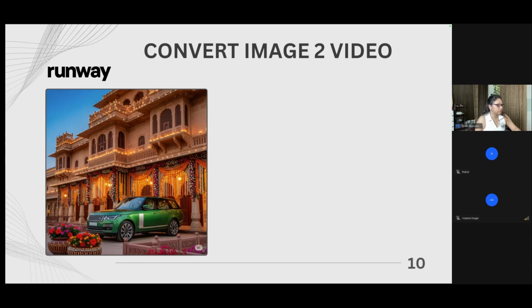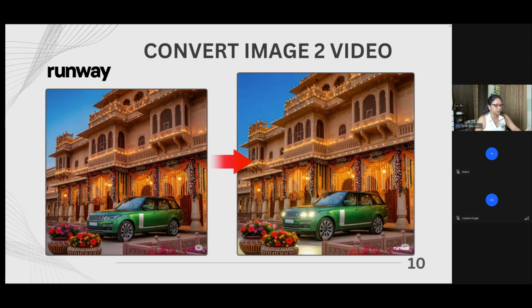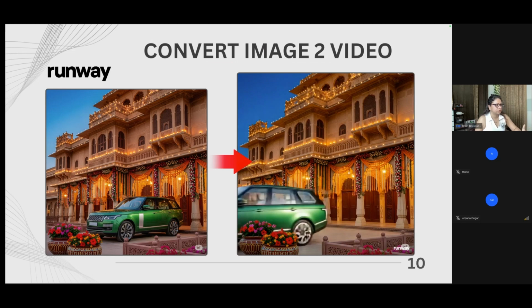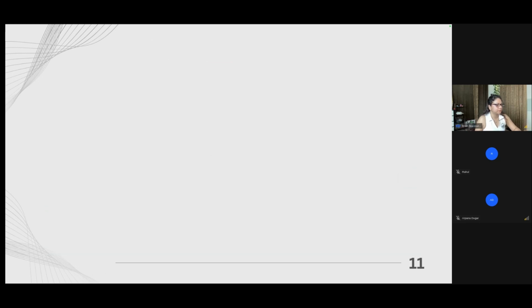It's convert images to video. So Runway ML is a very good platform for creating images to video, converting images to video. So this is a static from Gemini that I generated. It's a Range Rover, which is their Emerald version, which I converted to a video like this. So this is one example.